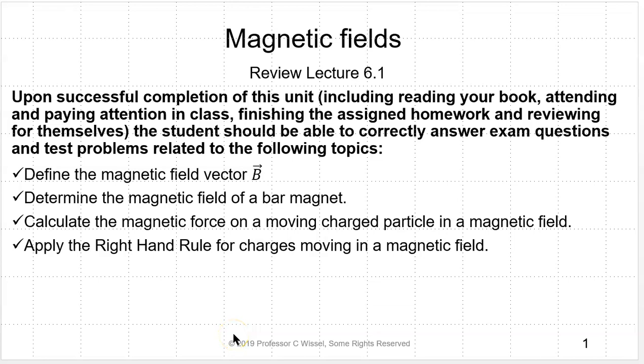Welcome to Review Lecture 6.1, Magnetic Fields. Upon completion of this, you should be able to find the magnetic field vector B, determine the magnetic field of a bar magnet, calculate the magnetic force on a moving charged particle in a magnetic field, apply the right-hand rule for charges moving in a magnetic field, and also the left-hand rule.